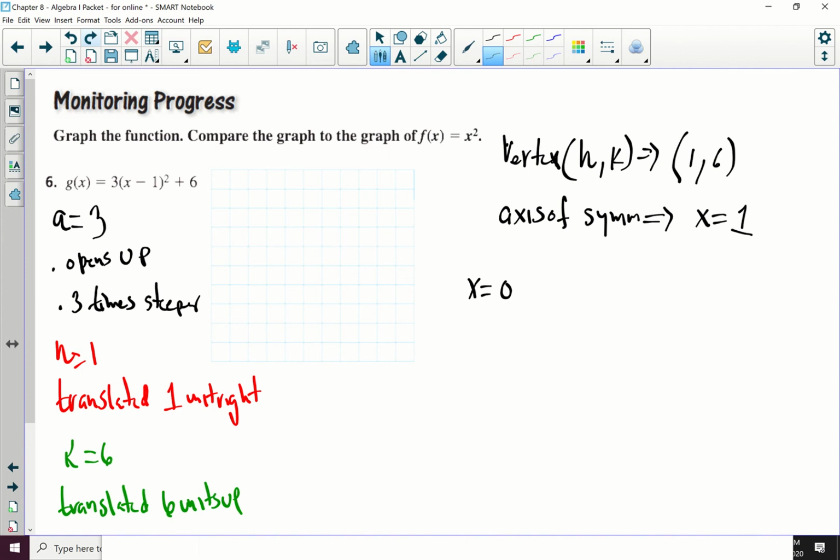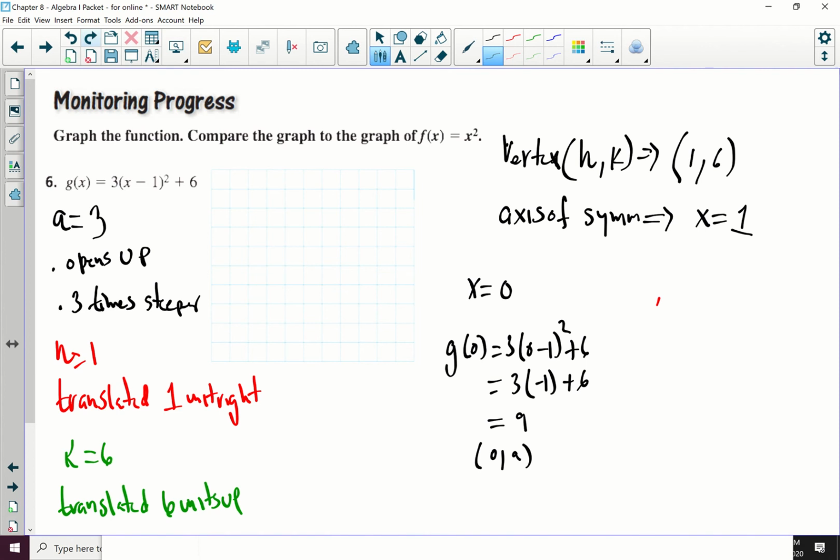What we want to do is choose 2 numbers that are smaller than h, smaller than 1. So we'll pick x equal to 0 and do a little bit of substitution. What we get is that g of 0 is equal to 3 times the quantity 0 minus 1 squared plus 6. Do a little bit of math again. You can always throw this into your calculator. You get that this point is at (0, 9). So when x is equal to 0, y is equal to 9.